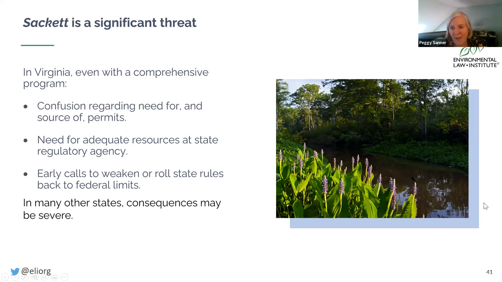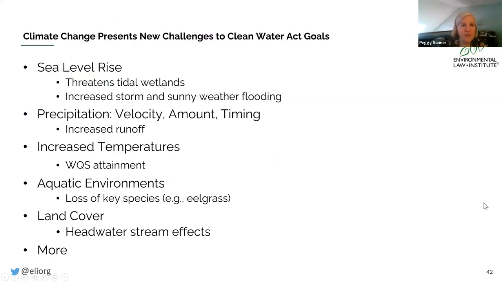So that's all I'll say now for Sackett in Virginia, but I did want to wrap this portion of the program up by highlighting something that many of you are probably already aware of, and that is potential effects of climate change in so many aspects of our lives. Climate change will present new and serious challenges to our ability to live up to the goals and practices of the Clean Water Act in a variety of ways. I'll just name a few, but it's not exclusive or comprehensive by any means.